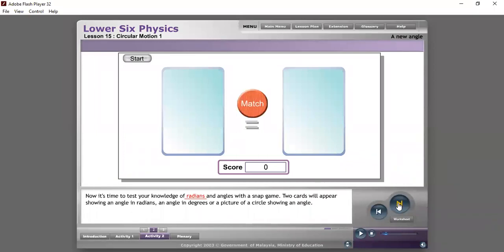Now it's time to test your knowledge of radians and angle with a snap game. This one, no need. They just want us to convert radians and angles in degrees, or match a picture of a circle showing an angle, the angle in degrees with the angle in radians. So this one, no need.